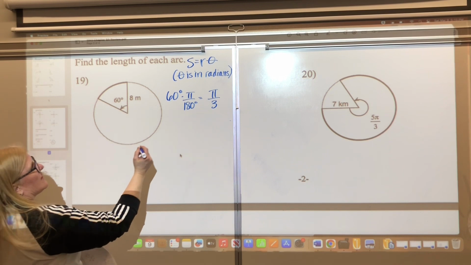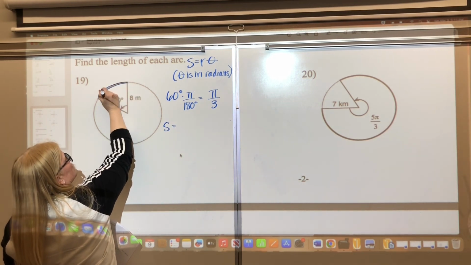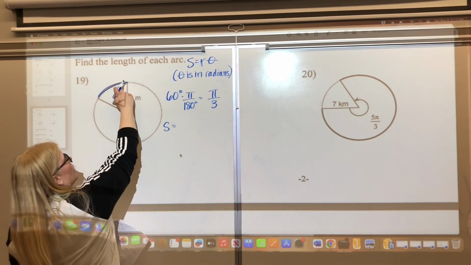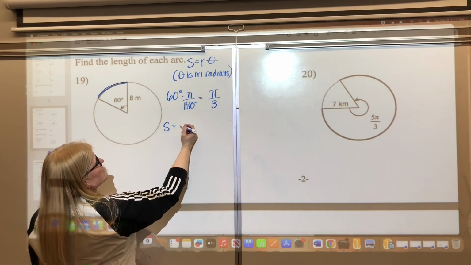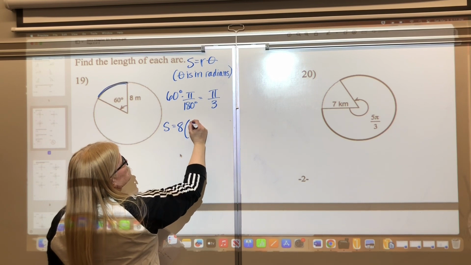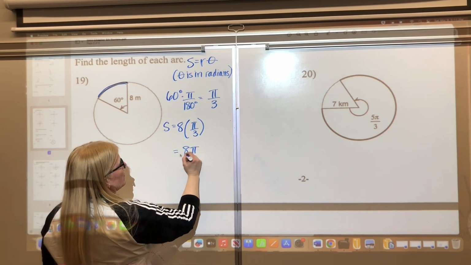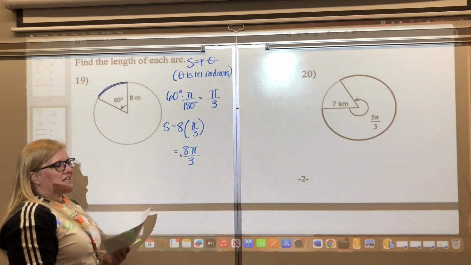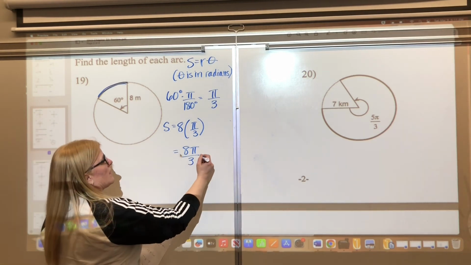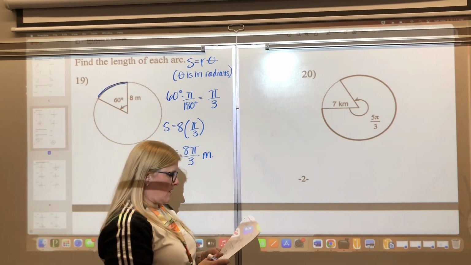All right, and then I have arc length. That's this piece right here. That is like a fence. It's not the area of the whole thing. This is my radius, 8, times pi over 3, and that gives me 8 pi over 3. And that's how I would like it on the test, too, in this form. And that would be meters. If you don't put meters there, I'm not going to freak out or anything.